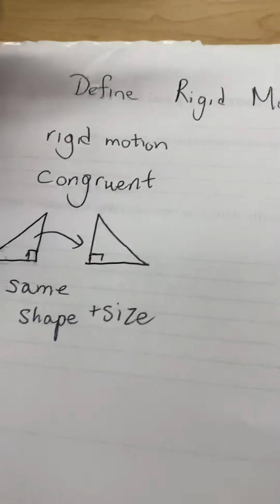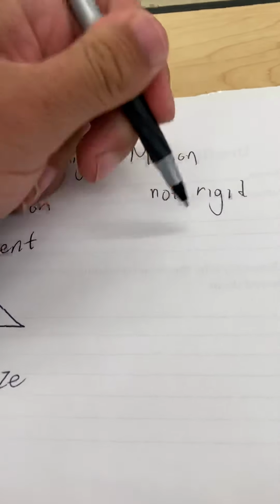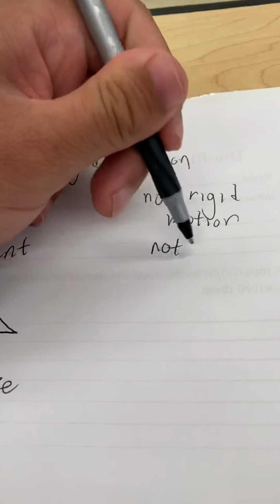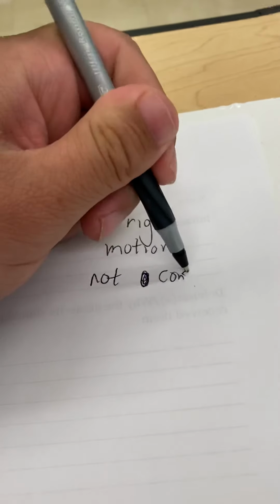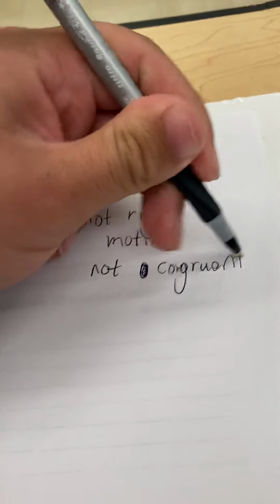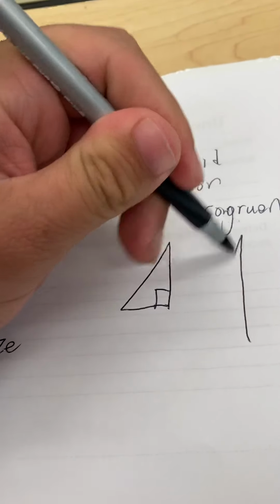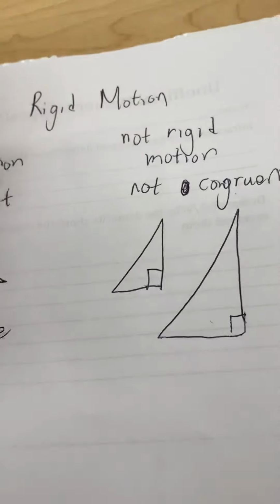If it's not rigid motion, also known as not congruent, also known as not equal, then I have done something to an image where either the shape or the size has changed. These triangles are only, for example, similar because I took one and I made it bigger.